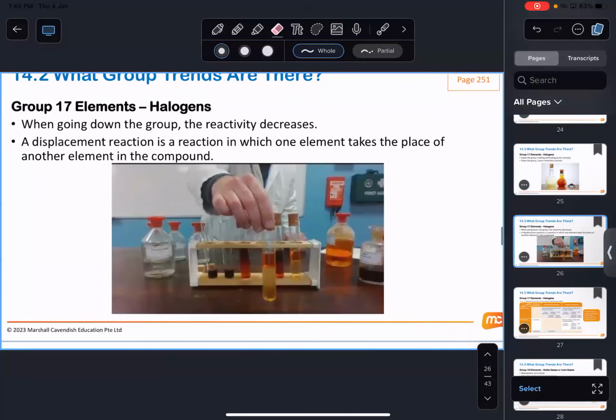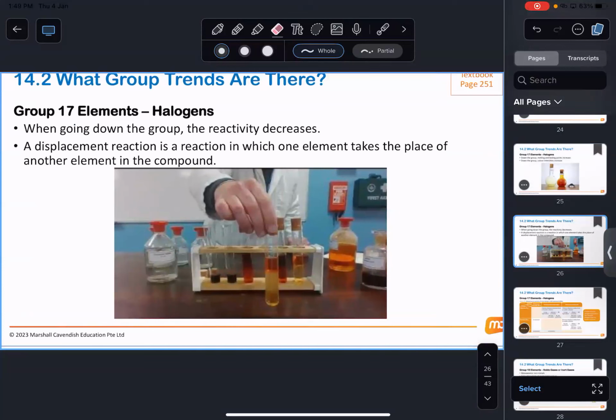Okay, this one, take note. Down the group, reactivity decreases. Is that the same or opposite as group 1? Opposite also. So if you think about it, for group 1 and group 17, your trends are reversed. They are not the same trend. Down the group, reactivity decreases. Which means what? Which is the most reactive group 17 element? Fluorine. Okay, starting from fluorine, going down: fluorine, chlorine, bromine, iodine, right? Going down the group, reactivity decreases.